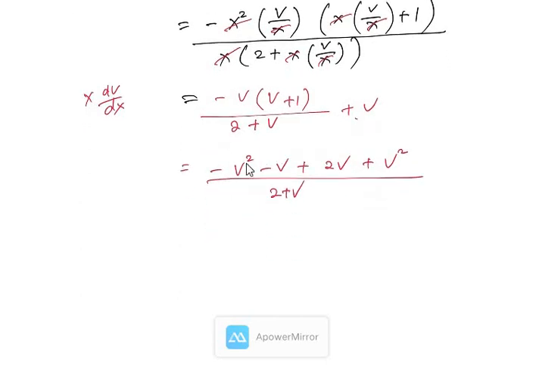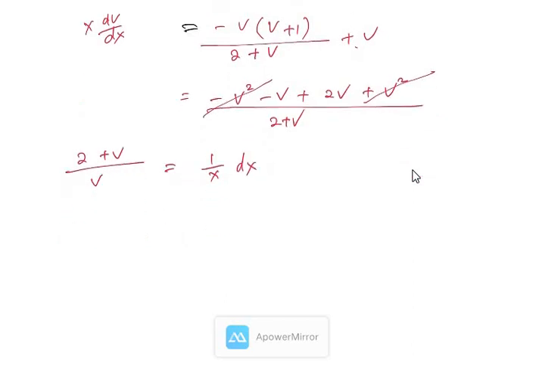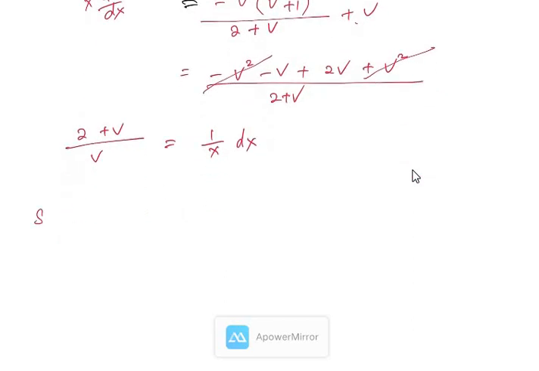And now we move all the v to the left hand side and all the x to the right hand side. So we obtain 2 plus v divided by, can we cancel out this one? Negative v plus 2v, so you have the positive 1v. And this one can cancel out. So you have 1v only. We move the x to the right hand side, so you have 1 over x dx. And then we can solve using the method of separation of variables, which is in step 3. So we integrate both sides.